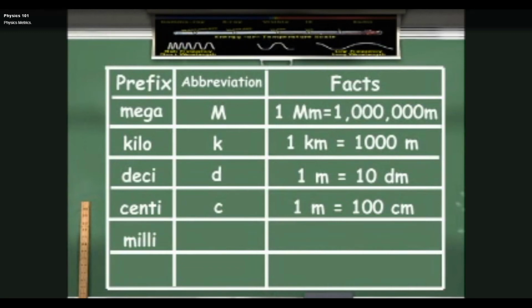Milli is our next prefix. We use lowercase m for milli. The term may be misleading because it has nothing to do with a million. Instead, 1 meter equals 1,000 millimeters.